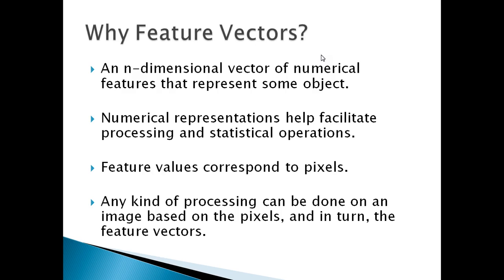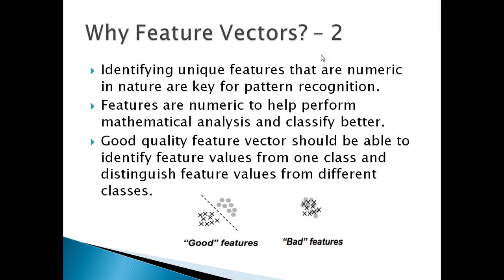As I said, PCA uses feature vectors. So what are feature vectors? A feature vector is basically an n-dimensional vector of numerical features that represent some object. But numerical features are not the only kind of features that can be used. We can have other types of features also, but we prefer numerical features because they facilitate processing and statistical operations. Feature values correspond to pixels, so any kind of processing can be done on the image based on pixels, and in turn this will reflect on the feature vectors.